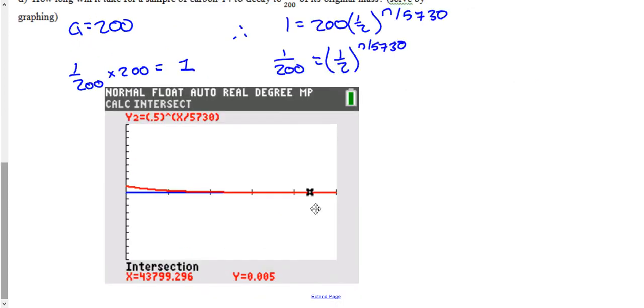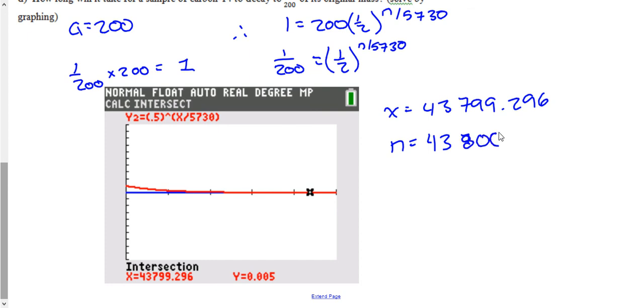So we have on our graphing calculator here, x equals, there we go. So let's scroll that down. So x or n equals there. And x and n is the same thing. So I got on my graphing calculator x equals 43,799.296. And again, that's in terms of years, that's our time. So n in terms of time, how long will it take? Let's round to the nearest whole. So that's going to be 43,800 years.